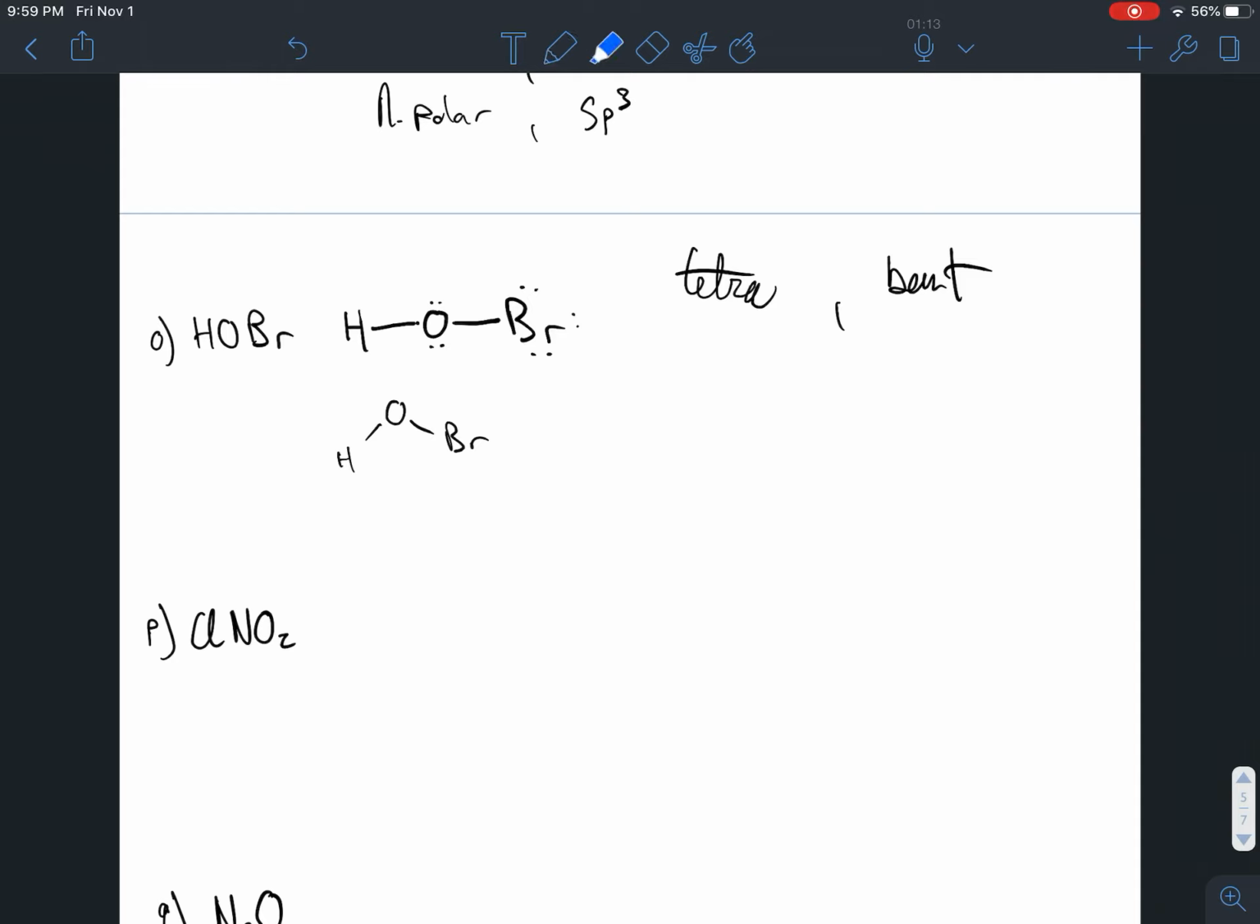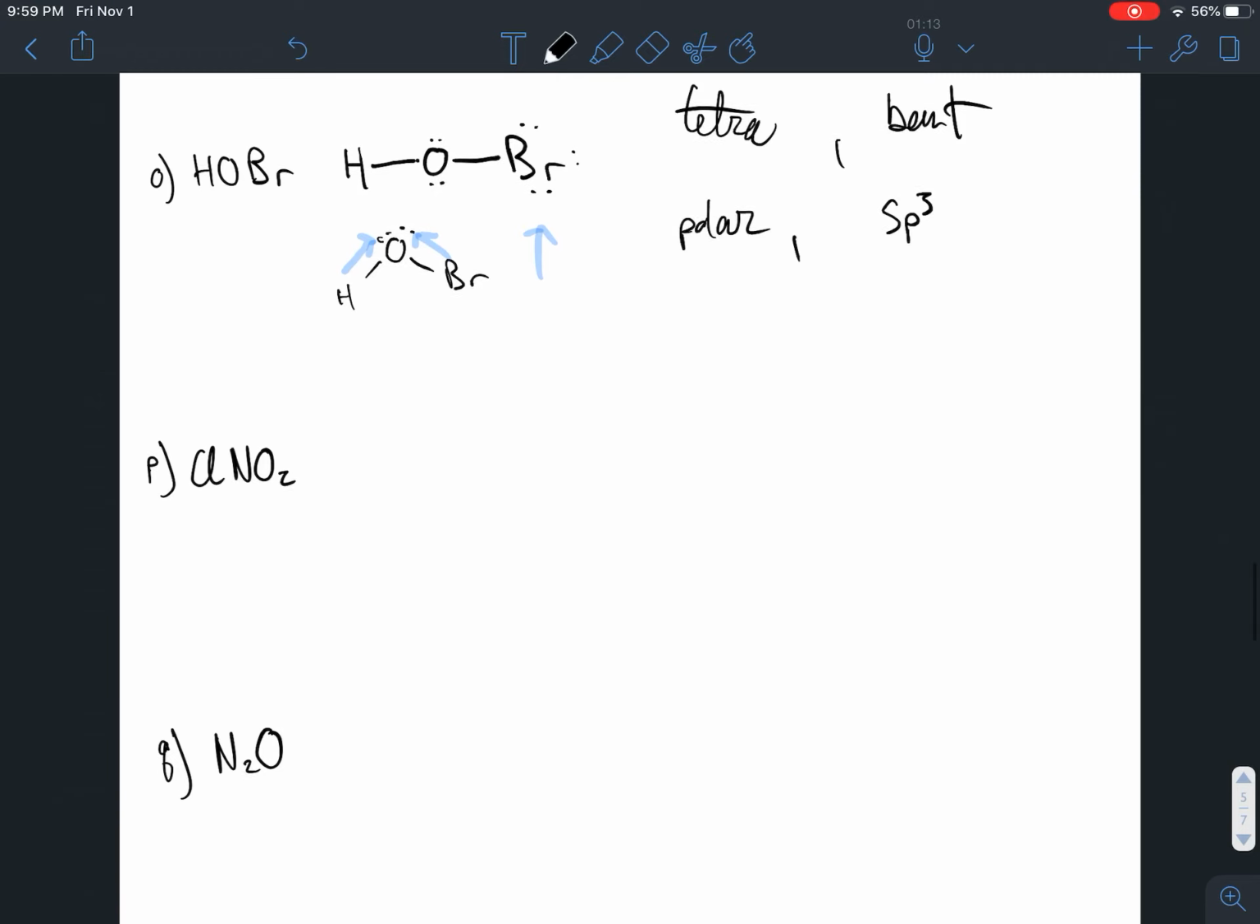And this is fun. Guess which is more electronegative, oxygen or bromine? Well, oxygen is more electronegative than hydrogen, and oxygen is more electronegative than bromine, which you would look up on a table. So there's a dipole moment, which you can clearly tell, and it is polar. And the hybridization is sp3, a common one.